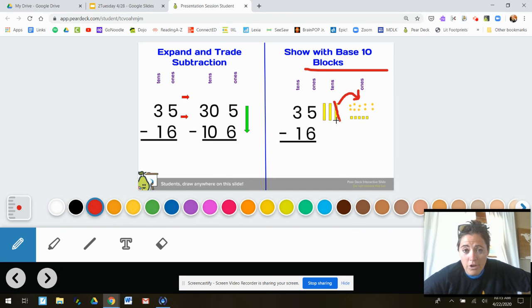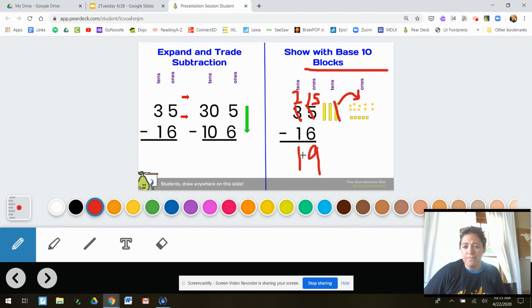Okay, so again, because I traded that 10 for 10 1s, I don't have 3 10s anymore. I only have 2 10s. Okay, and I don't have just 5 1s anymore. I have 10 and 5, which is 15. Okay, so now 15 minus 6, that's going to be 9. Okay, and then 2 minus 1 is 1. So 35 minus 16 is 19.